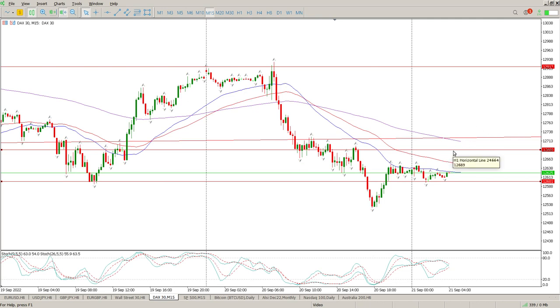So that's 12,690 all the way up to the 12,720 area. It's a diagonal, so I can't give you an exact level. The best way to do it is to pick it up off the tails to the left that line up in this zone. But that's the area we're looking for at the moment.